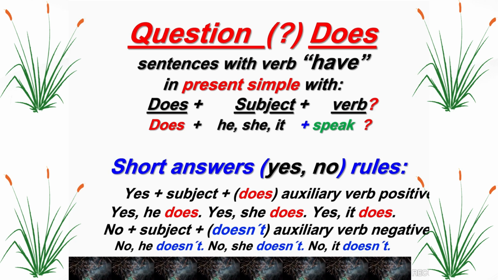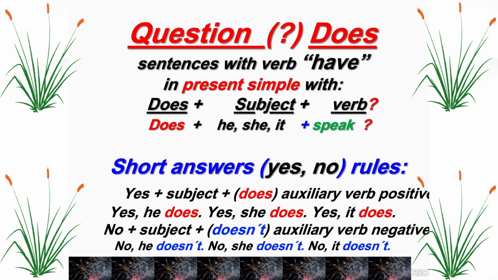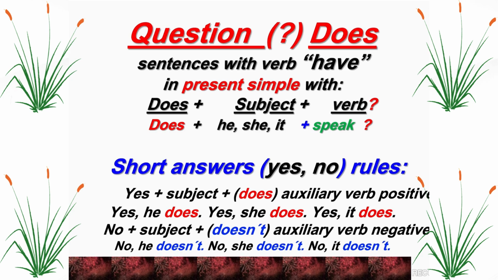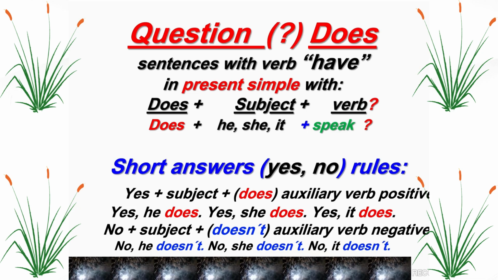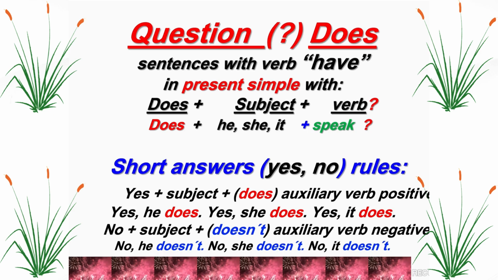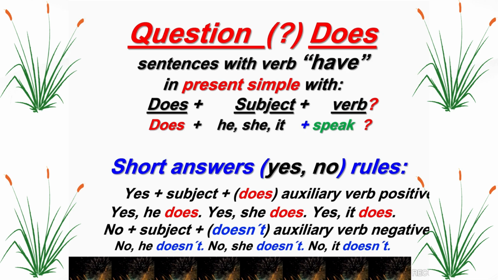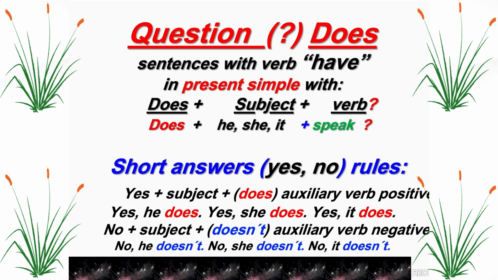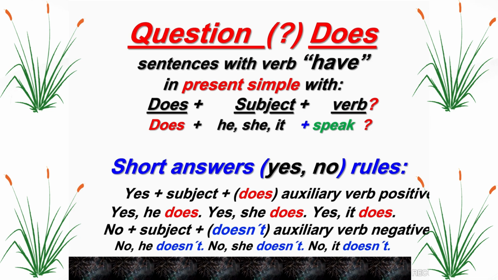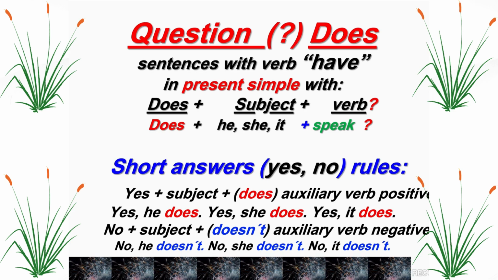So let's see the question. The rule is does plus subject plus verb. Does he, does she, does it speak? And you should notice that in the question form, the verb speak is without s. So we have he, she, it, but the verb doesn't take s. Why? Because we have does, because it's in the question form.